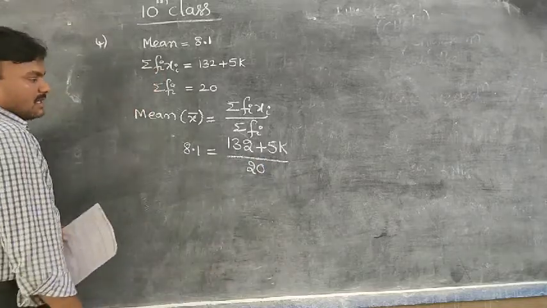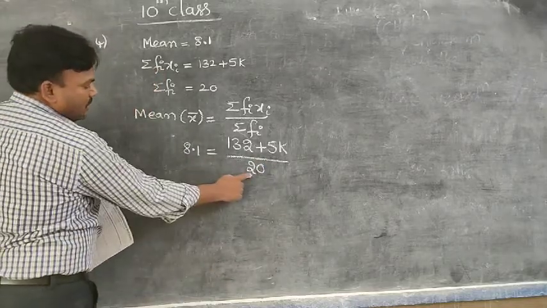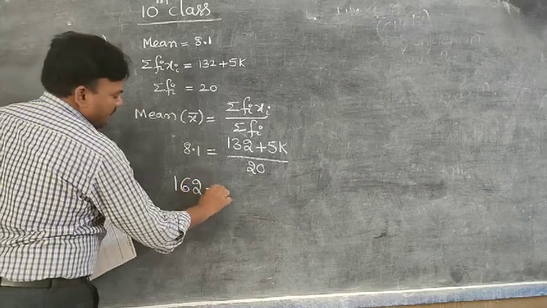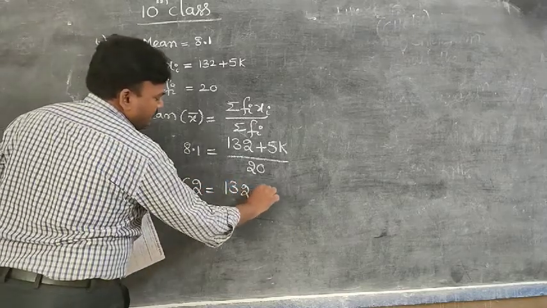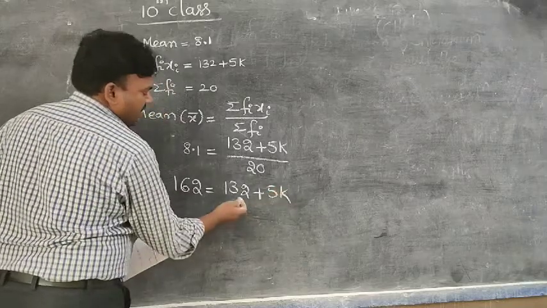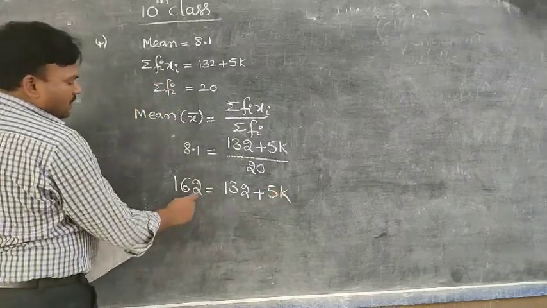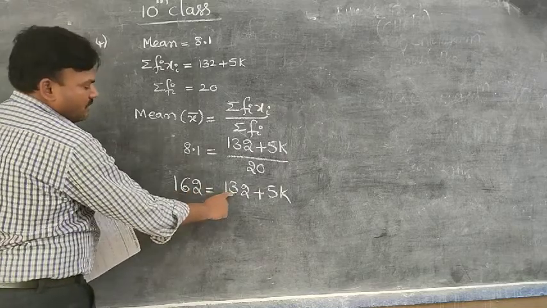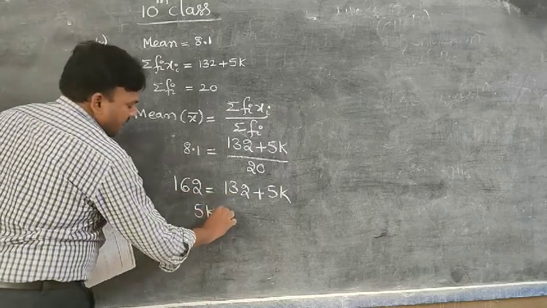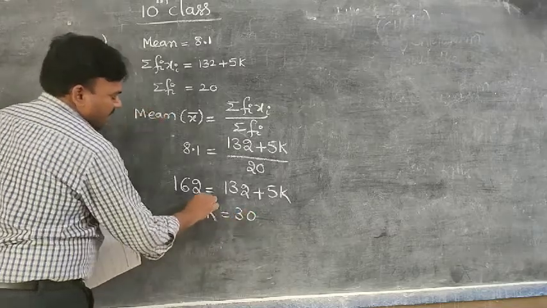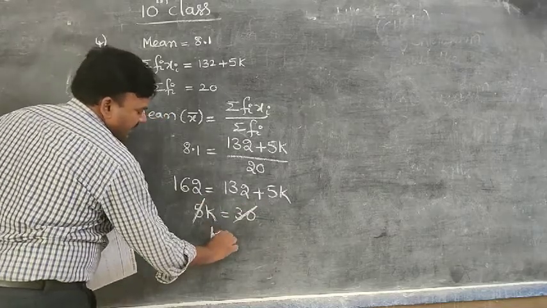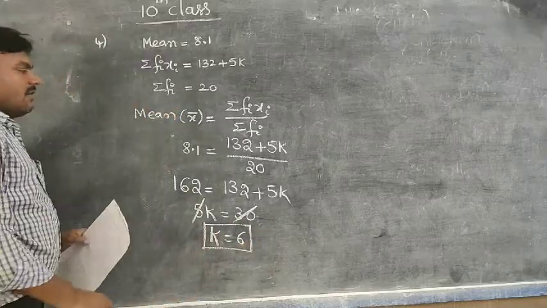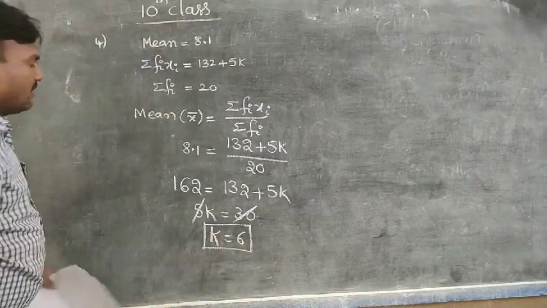Observe, students, do cross multiplication. 20 into 8.1, nothing but 162, equals 132 plus 5k. So take the constant value to the left side. Plus 132 transferred to the left side becomes minus: 162 minus 132 equals 30, which is 5k. Strike it off, 5 ones are 5, 5 sixes are 30. So k equals 6. This is the approach to finding the k value.